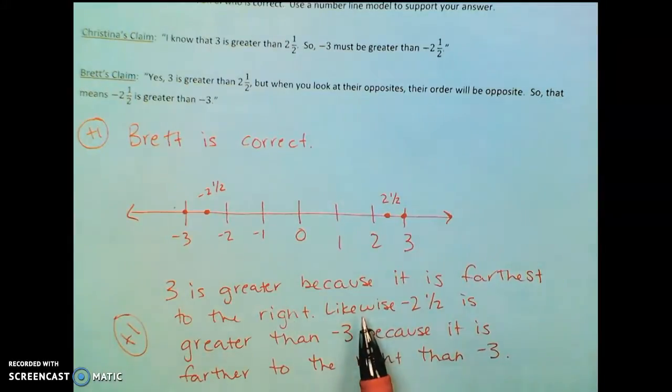And then I also explained likewise, -2.5 is greater than -3 because it is farther to the right than -3. Again, you could have said the opposite about -3 is smaller because it's farther to the left. So if you did some type of explanation that talked about the location of 3 and 2.5 and -3 and -2.5, go ahead and give yourself a point for that one.